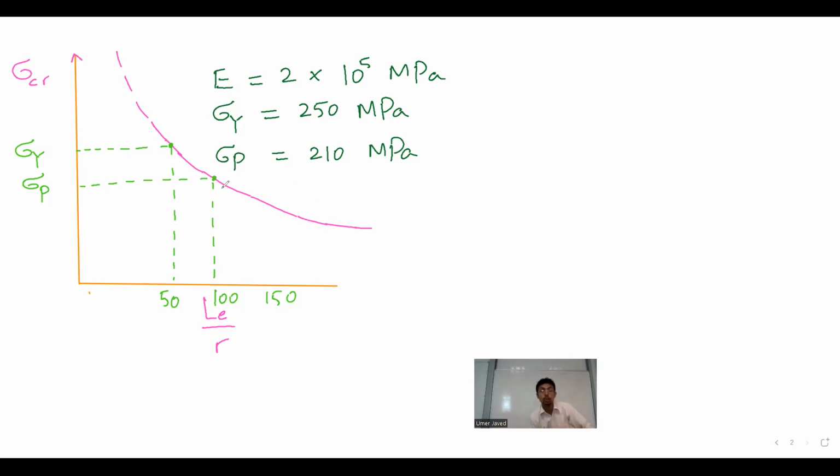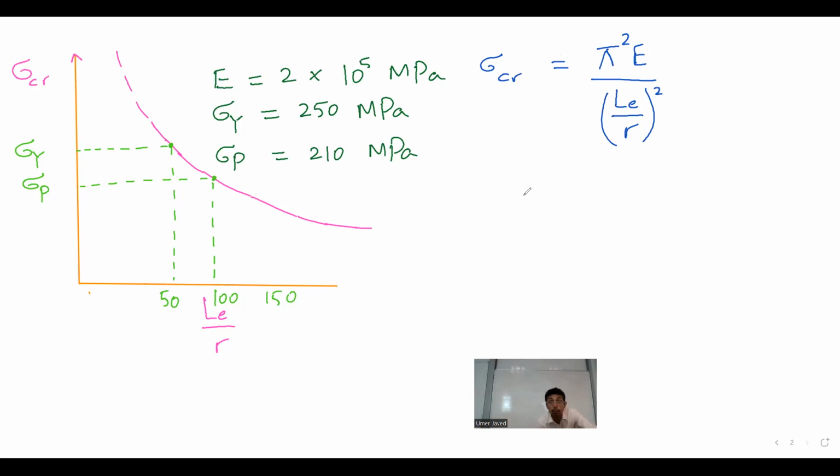But right now there are students who are getting confused. How are you even writing all of this stuff? So I don't want to confuse you guys. Let me go over the steps. What was the formula? Sigma critical is equal to pi square E over (LE over R) square. Because you're like, come on, you are throwing these numbers, tell us the process. Now I'm about to tell you the process.